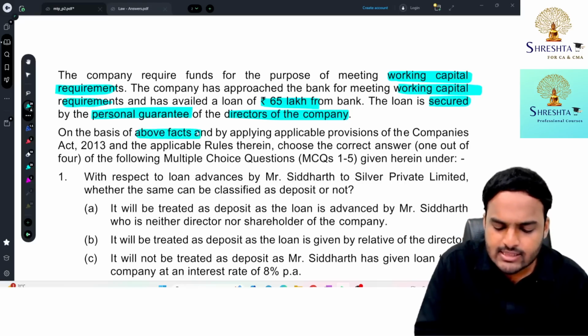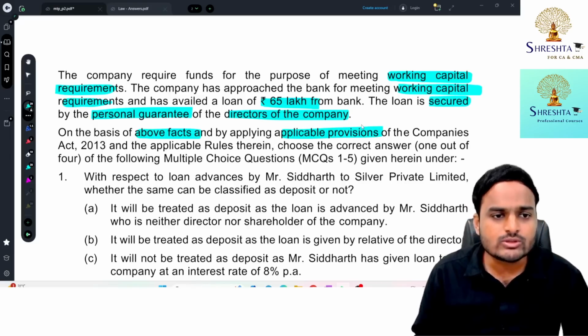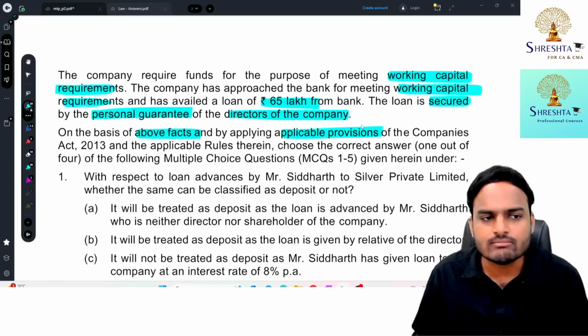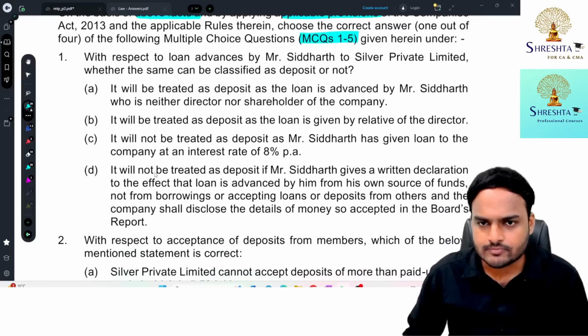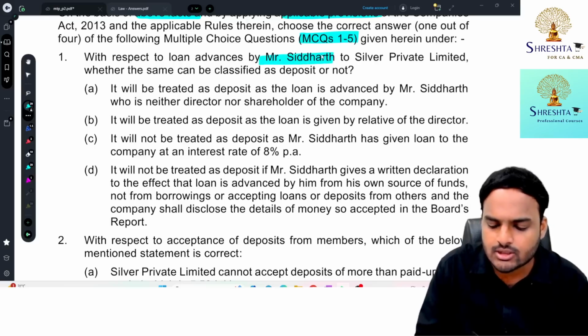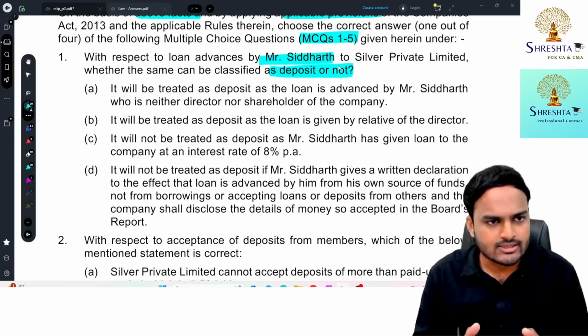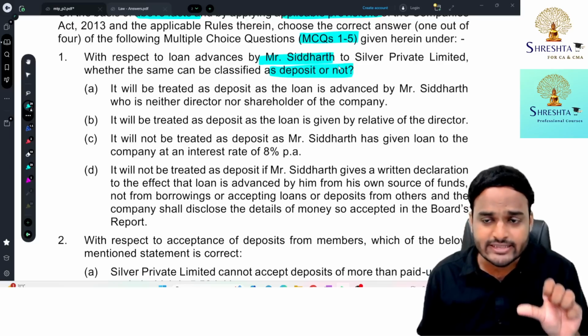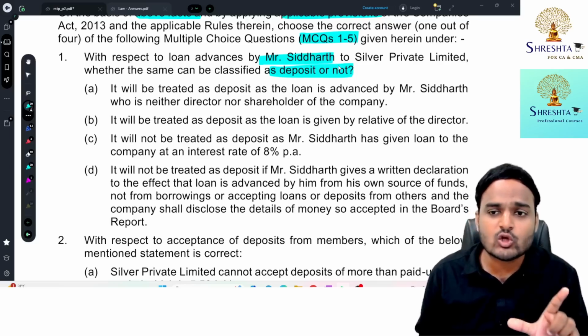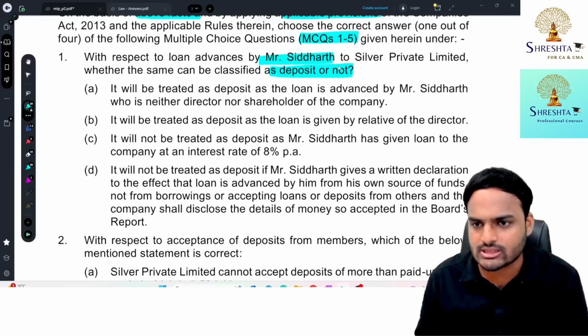On the basis of the above facts and by applying applicable provisions of the Companies Act 2013 and applicable rules therein, choose the correct answer, 1 out of the 4 of the following multiple choice questions, MCQs 1 to 5 given hereunder. With respect to the loan advanced by Mr. Siddharth to Silver Private Limited, whether the same can be classified as deposit or not. Already I discussed with you. It is not treated as deposit provided he has furnished a written declaration and the same has been disclosed in the board report. If these two conditions are satisfied, then it is not at all treated as deposit.